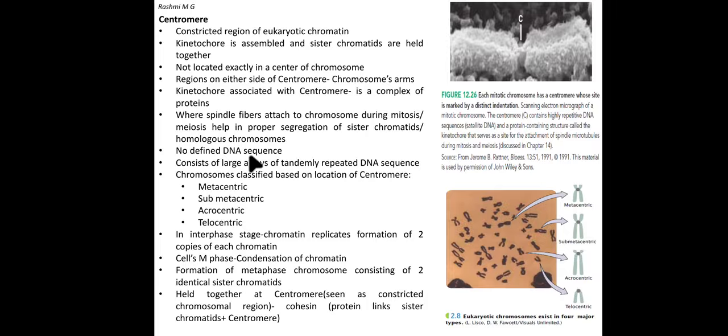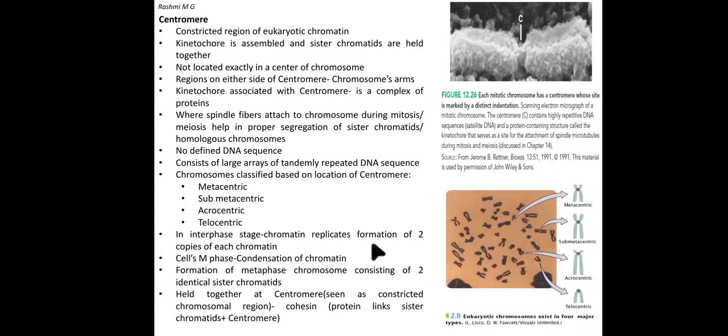There is no defined DNA sequence. It consists of large arrays of randomly repeated DNA sequence. So metacentric is at the center. Submetacentric is not exactly at the center, it is partially at the center. Acrocentric is at the end. Telocentric is where the centromere is fully at the end, the apex region.